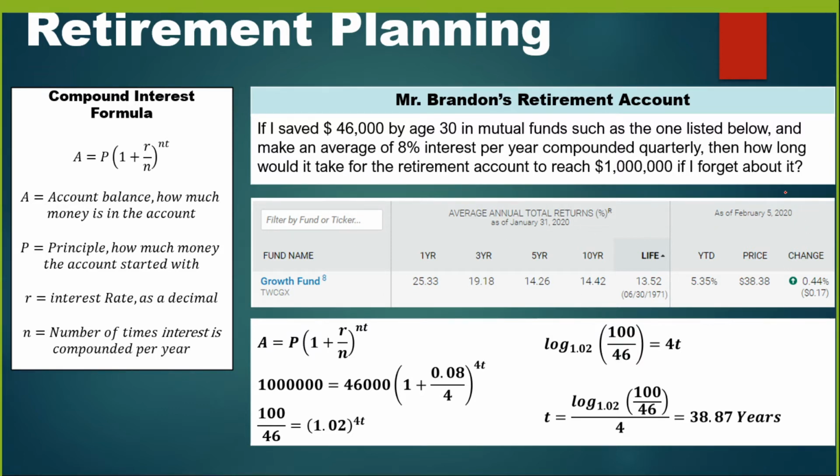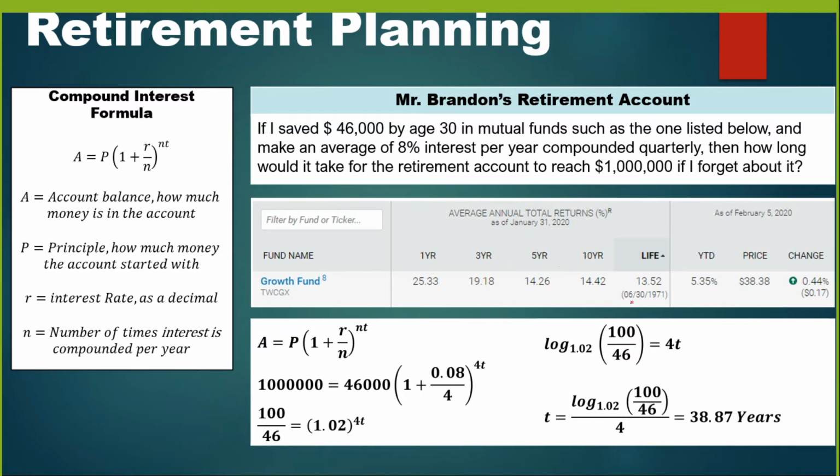I did pull this earlier in the year when the stock market was doing a little bit better, but you can see life to date since 1971, I was averaging about 13.5% interest per year on this particular mutual fund. So if you had invested from the very beginning, that's what I would have averaged. Since I started investing around 5 years ago for this particular mutual fund, I'm looking closer to 14% interest for what I've actually gotten out of this.